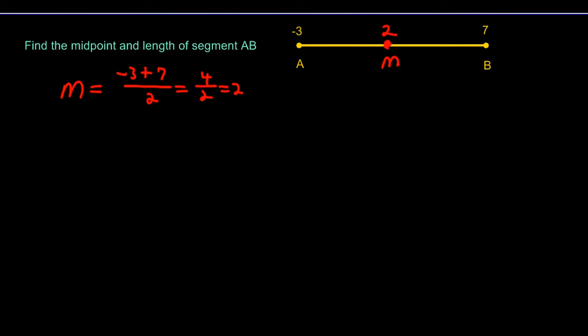We saw in class that segment AB can be found, when you're looking on a number line, by simply taking the absolute value of the difference in the coordinates of the endpoints. So this will be the absolute value of -10, or 10.